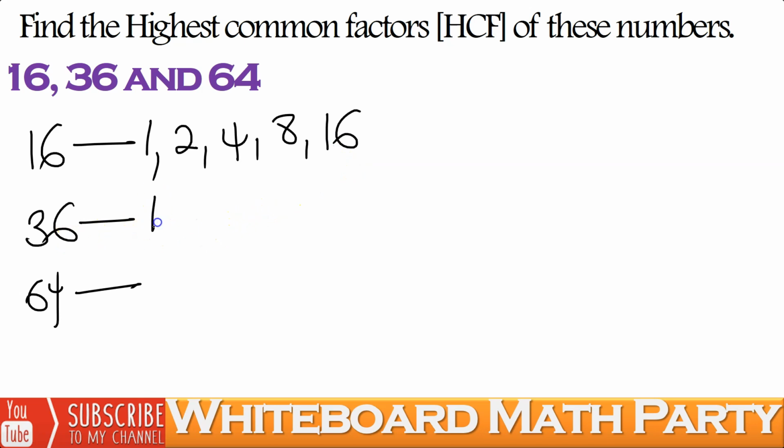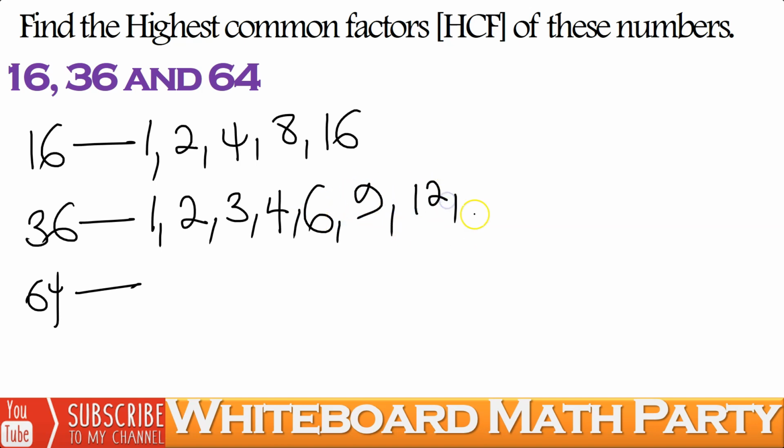What about 36? 1 times 36, 2 times 18, 3 times 12, 4 times 9, 6 times 6. Anything else? Yes, 9 times 4. So we're writing the 9 here. 12 times 3, 18 times 2, and finally 36 times 1. That's it. For 64, there will be so many. All the factors we find in most of these numbers will come back to 36.